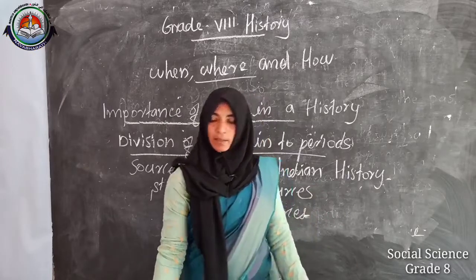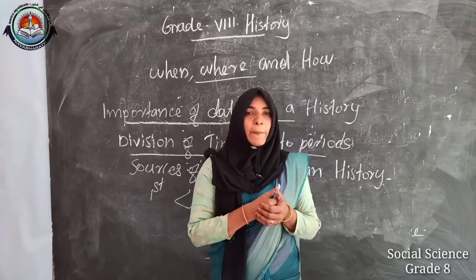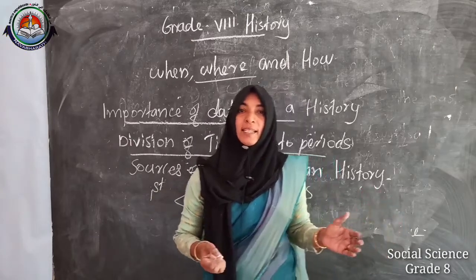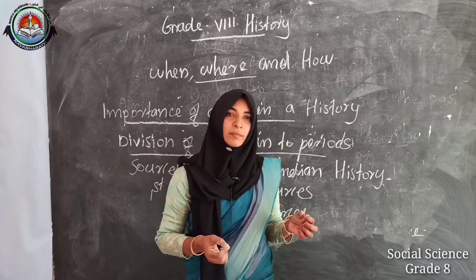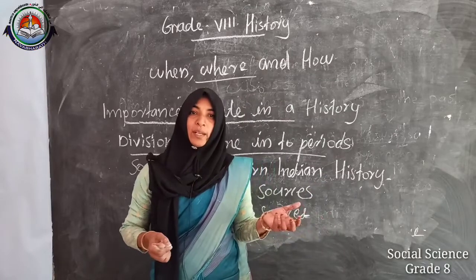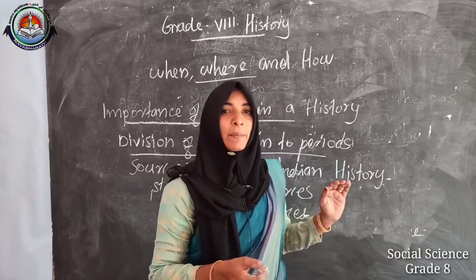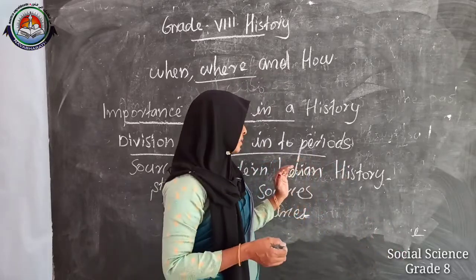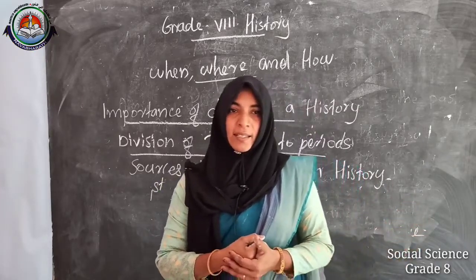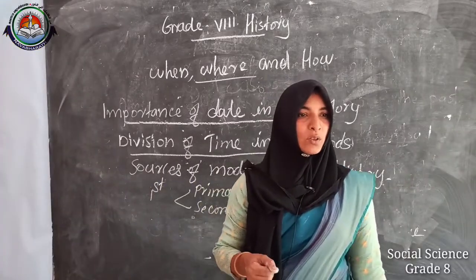Primary sources and secondary sources. Listen, what do you mean by a primary source? Primary source means the archaeological things which we can find in historical sites. That means artifacts, coins, monuments, things like that are considered primary sources. Primary source means archaeological evidence which was used by our ancestors.